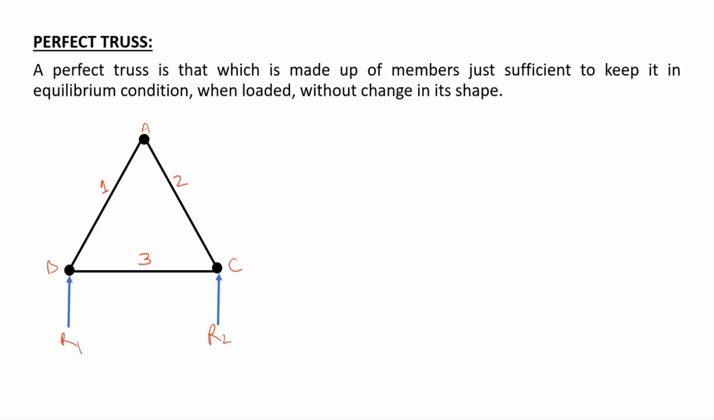Now the question arises: how can we tell that the truss given to us is perfect or imperfect? Basically, we have an equation by which we can say whether the truss is perfect or not. The equation is M = 2J - 3, where M is the number of members and J is the number of joints. In this particular truss, the number of members is 3, namely 1, 2 and 3. The number of joints A, B, C is also 3.